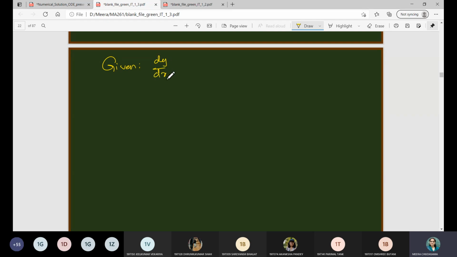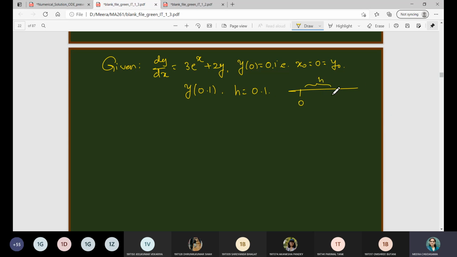So dy by dx is given as 3 e raised to x plus 2y. y of 0 is 0, that is x0 is also 0, which is the same as y0 being 0. We are asked to find y at the point 1, and h is 0.1. So this is x0, and the step size h I can consider as 0.1. This is x1, this is x0, right? So the number of iterations will be only 1 in this case.